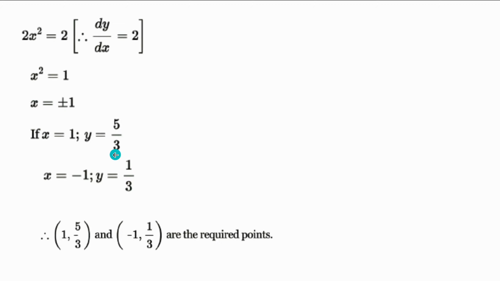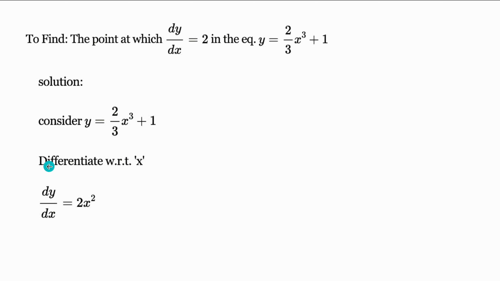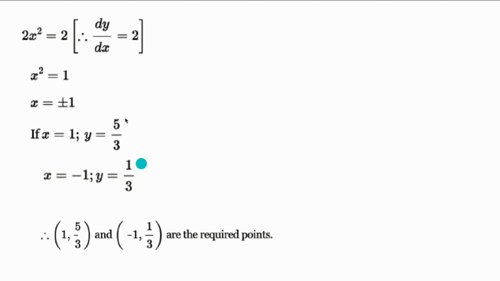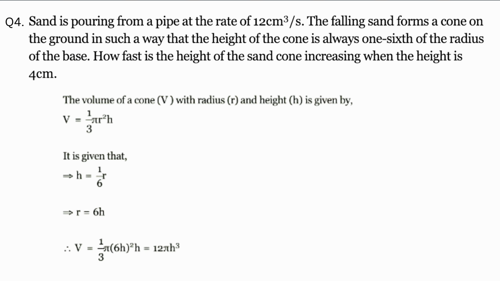Now keeping both the values in the equation that has been given to us in the question, we keep the value of plus 1 and then the value of minus 1, and whatever corresponding value of y we get, we will note it down. So when we take x as 1, y will be 5 by 3, and when we take the value of x as minus 1, we get y is equal to 1 by 3. And therefore, when we write this as an ordered pair in parentheses, these are the required points on that curve. Moving on to question number 4.